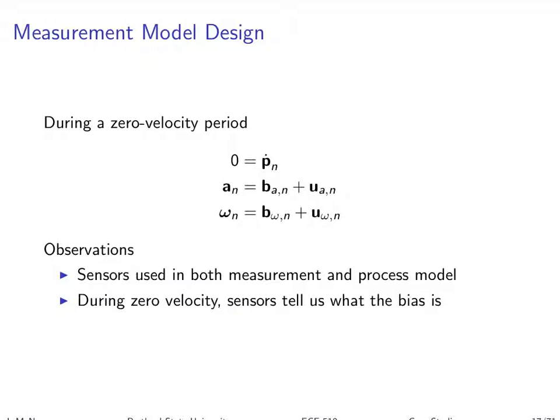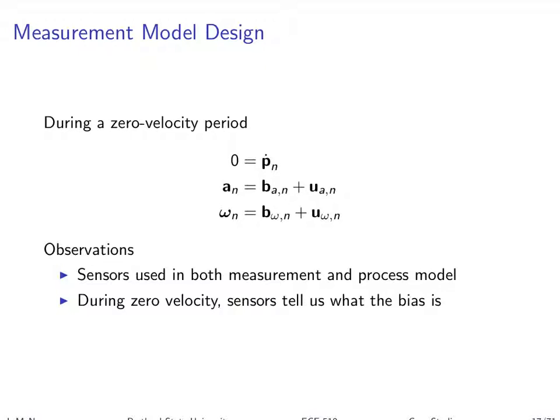I don't remember what I did. It's better if you change your process model. I don't remember what I did in this particular example, but that's a great question. Because during these zero velocity periods, if you know your acceleration is 0, then your process model should be different as well. I don't think I did, but I don't know for sure. Great question.